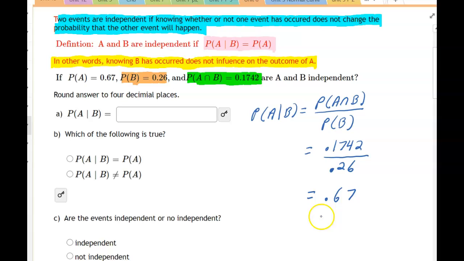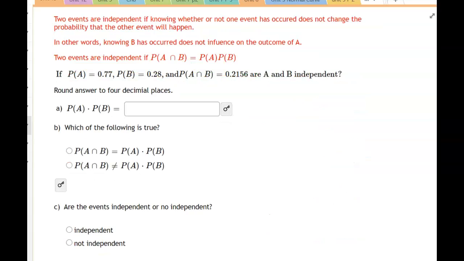Now notice that this 0.67 is the same as, and I'm going to circle it in red, the probability of A. So since the probability of A given B is equal to the probability of A, these events are independent. If you do not get 0.67, which is equal to the probability of A, they would not be independent. Let's take a look at a second way of justifying if two events are independent.